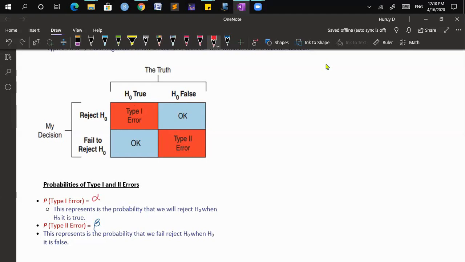So that's a good decision. Fail to reject H naught, that's your decision. You don't reject H naught, and actually it's true. So again, a good decision. And the last one is you fail to reject H naught, but it was false. It was supposed to be rejected, but you failed to reject it. And this is type 2 error. So you have these two corners or two squares, type 1 and type 2, and these are the correct decisions.